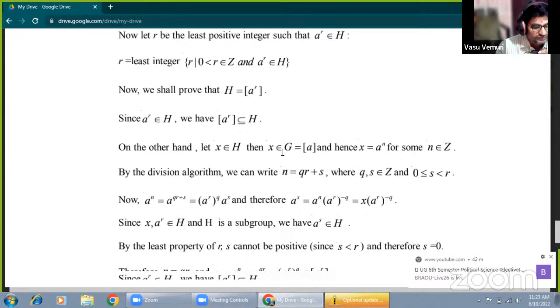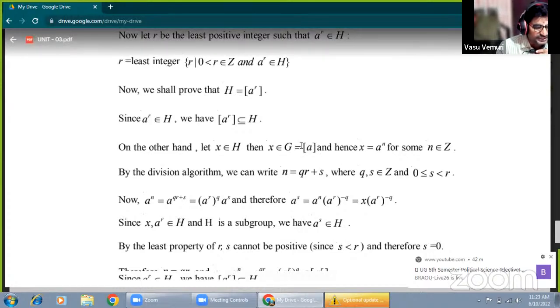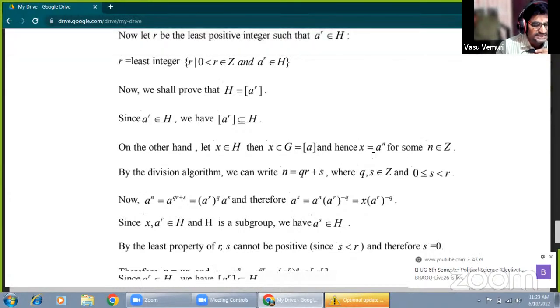So that group is generated by the element A. So X equal to A power n, in terms of the generator A. This is represented as an integral power of the element, A power n. Here n is an integer, and that element is say X. And at the same time, later we have to discuss this in the above theorem.